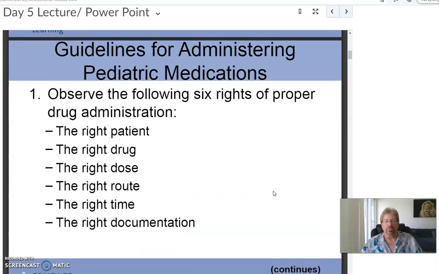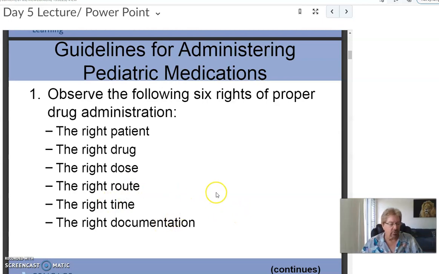Okay, this is real important. We've mentioned this before. We've gone over it before. You need to know this, guys, and just have it down flat, have it memorized. Guidelines for administering pediatric medications, of course. These are the 6 rights of proper drug administration for any age patient, not just children. Right patient, right drug, right dose, right route, right time, right documentation.